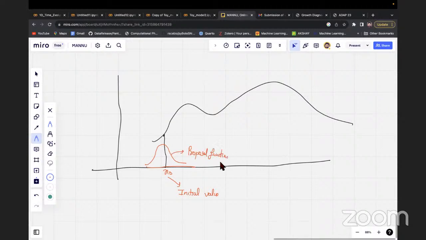Okay, so these two terms we have come across till now: initial point and proposal function. Now I want to talk about this. Throwing random numbers independent of each other is known as Monte Carlo. But we are not doing Monte Carlo, we are doing Markov Chain Monte Carlo.